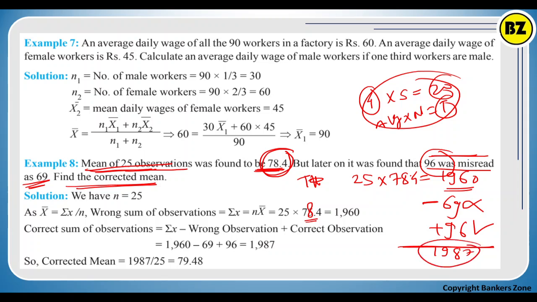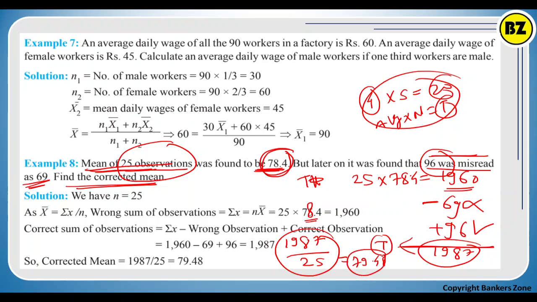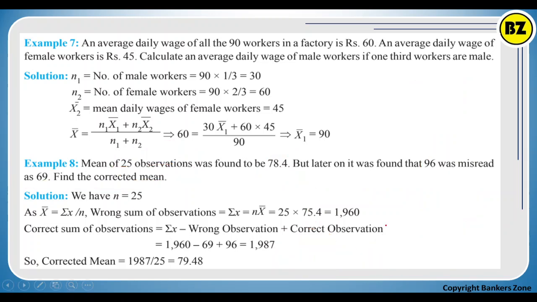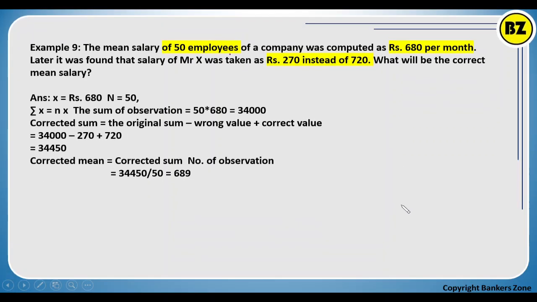Okay, and this is what? This is your total, right? So the total we have rectified. Now we have to find the average. So 1987 is the total, divided by the total number of observations, which is 25, as given. When you solve this, you will get 79.48 as your correct answer. Easy, right? So now we'll move to the next problem, number 9.